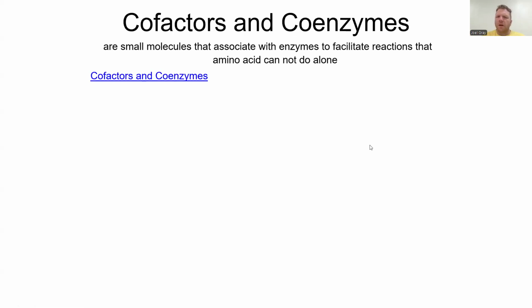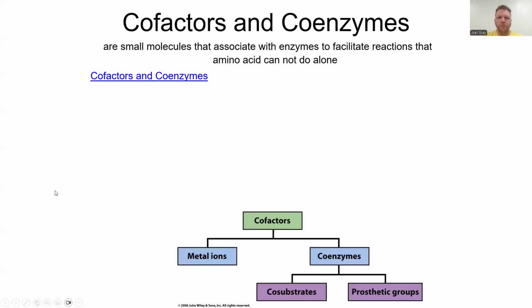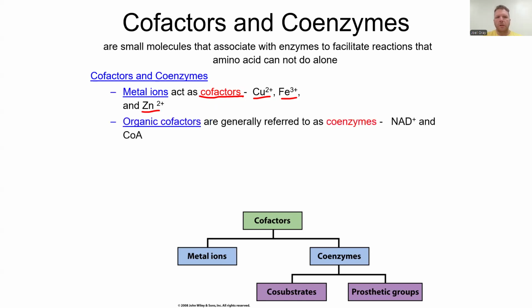Cofactors and coenzymes. I've used this term cofactor, redox cofactor, for example, whenever I was talking about NAD and NADP+. Metal ions are going to act as cofactors. So that term cofactor is synonymous with metal ions: copper 2+, iron 3+, zinc 2+. Organic cofactors are generally referred to as coenzymes: NAD plus and coenzyme A.